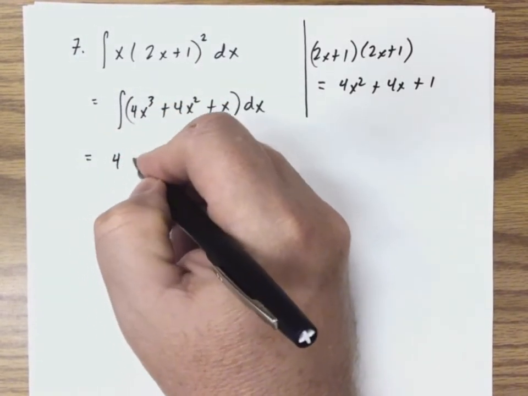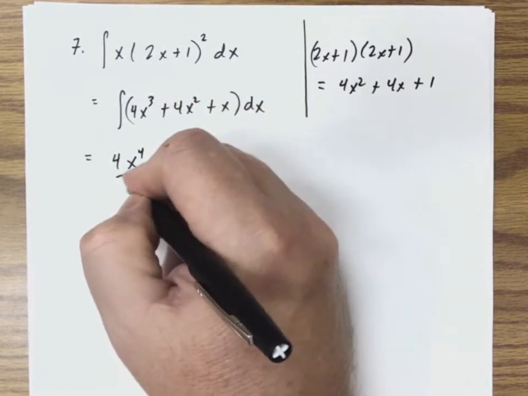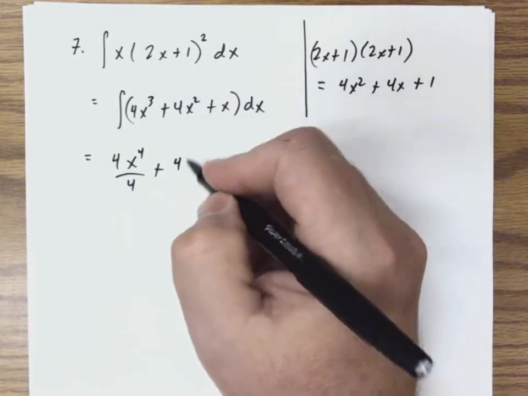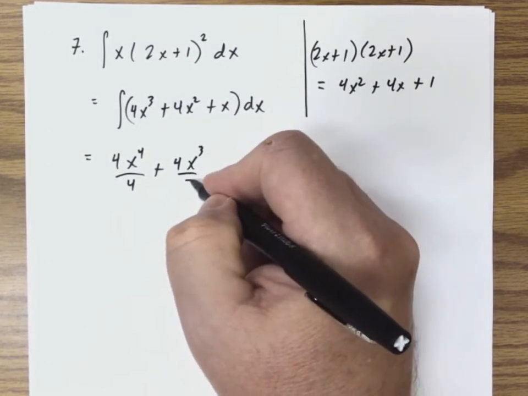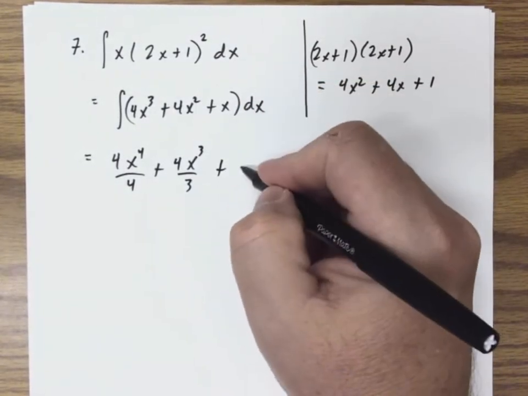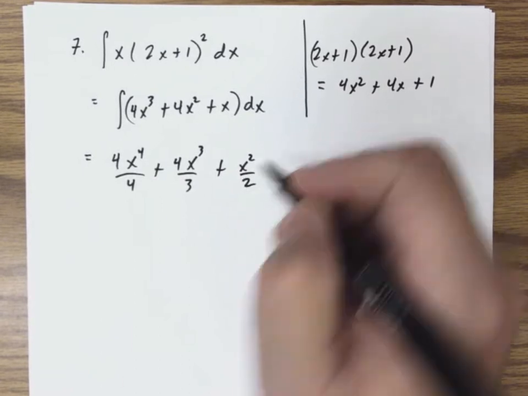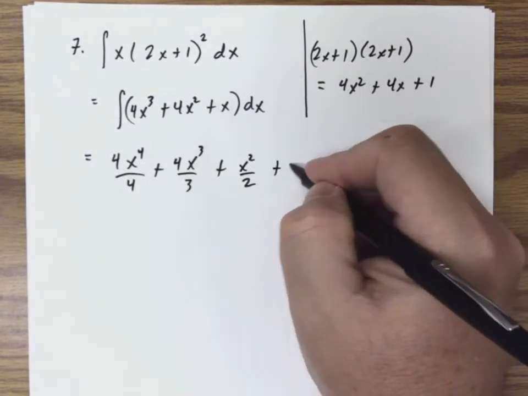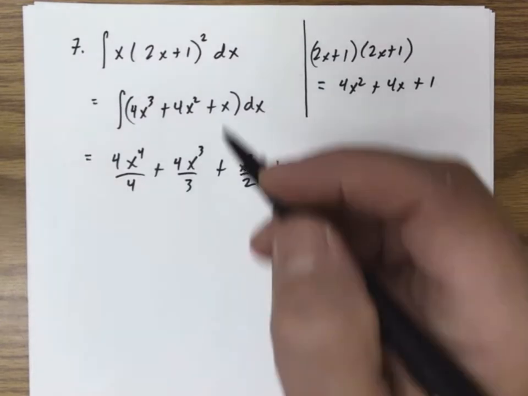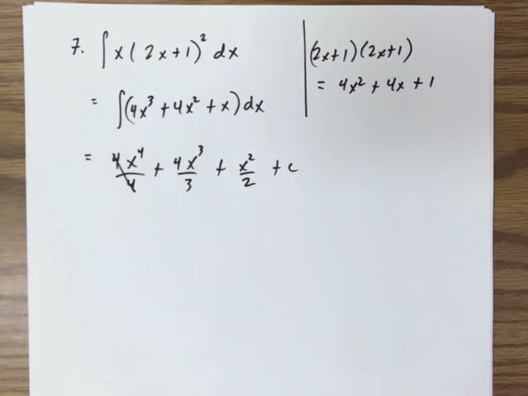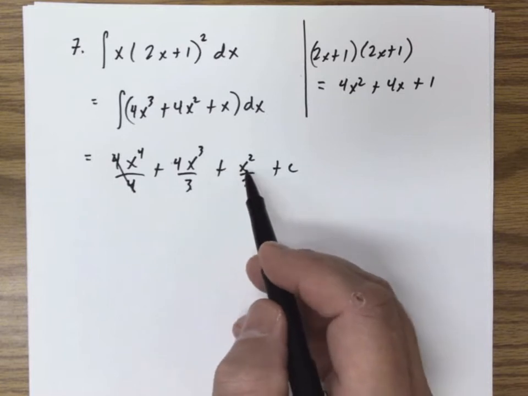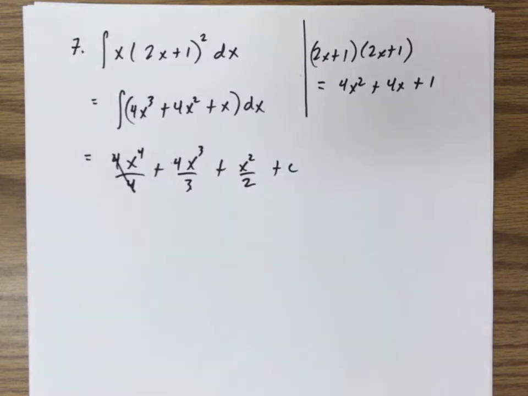So for this first one, add 1 to the exponent, divide by the new exponent. For 4x squared, the 4 tags along, add 1 to the exponent, divide by the new exponent. For x, add 1 to the exponent, divide by the new exponent, and then of course don't forget your constant. So basically, I don't even need to rewrite this, the 4's cancel out. You're going to have x to the 4th plus 4/3 x cubed plus 1/2 x squared plus c.